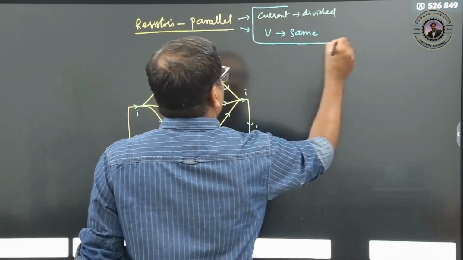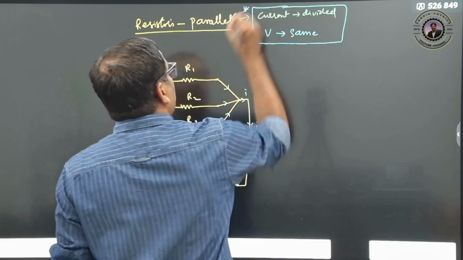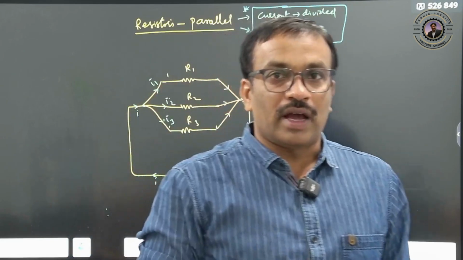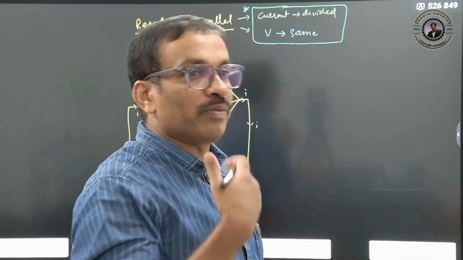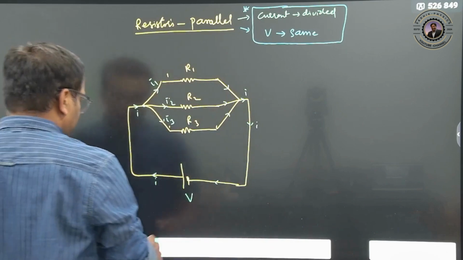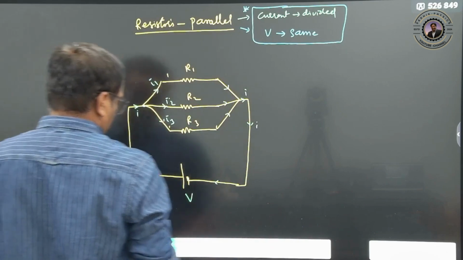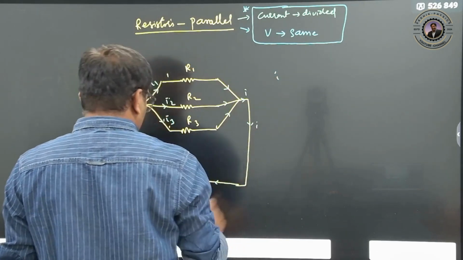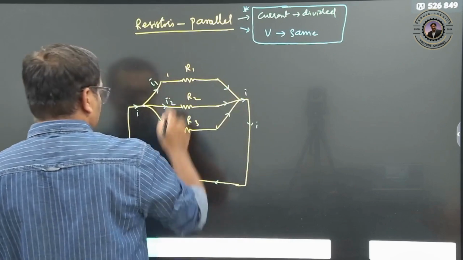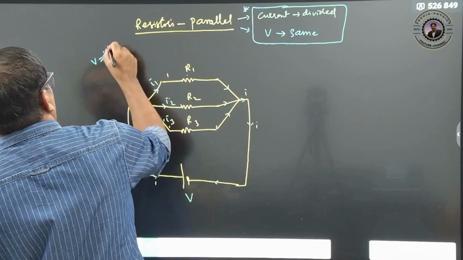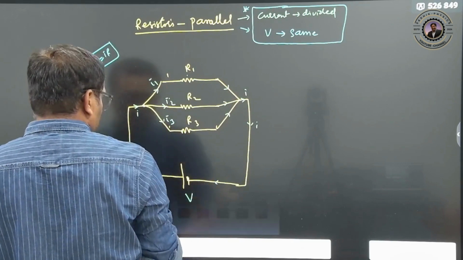Clear? So these are the two points you need to remember for parallel connections. The current will be divided in such a way that the potential difference will be the same here. Clear? Now the total current we can rewrite as I. The potential will be the same across each one, and you know that V is equal to IR. So that means the potential will be the same.